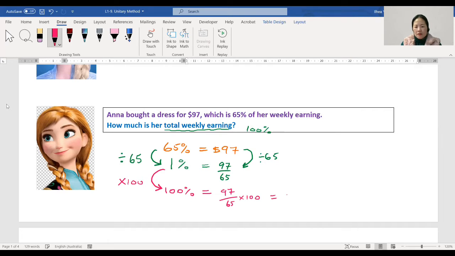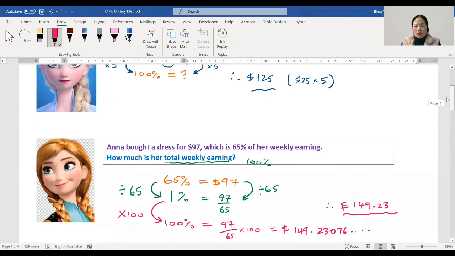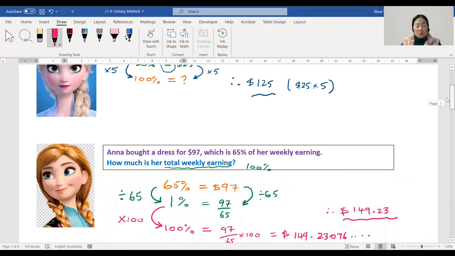If I calculate, and I've already done it for you, it's 149.23076... but of course, we're going to do it in 2 decimal places, 149.23. So Anna's total weekly earning is $149.23. So let's have a look. Who earns more? 125 or 149.23? Anna earns more, I see.